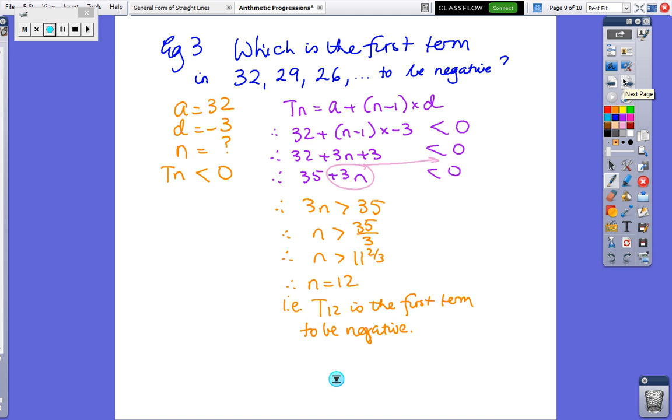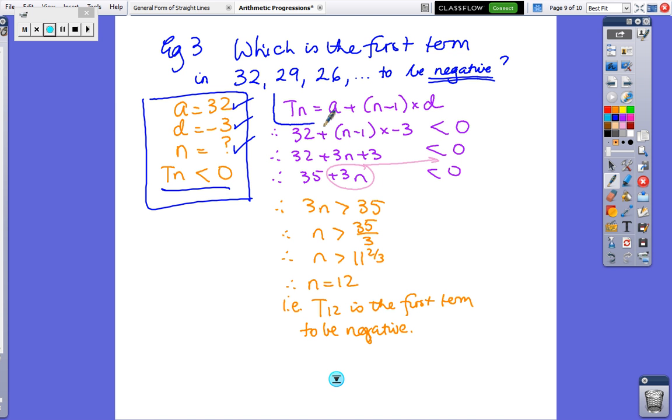So let's have a look at the next example. Which is the first term in the pattern 32, 29, 26 to be negative? So we start with our legend. Okay, so we've got A is 32, the difference is minus 3, we don't know the value of n, but we know that Tn is less than 0 because it's going to be a negative number. So this is an equation, and so what I'm going to do is just turn that equal sign into an inequality. So A plus n minus 1 times D is less than 0. Expand out the bracket and then simplify down to that stage there.